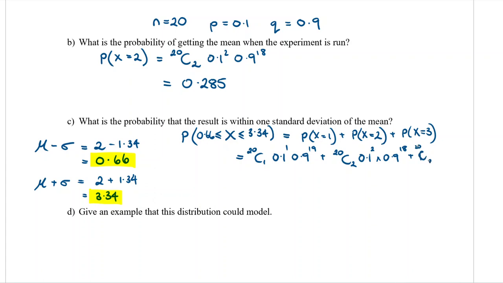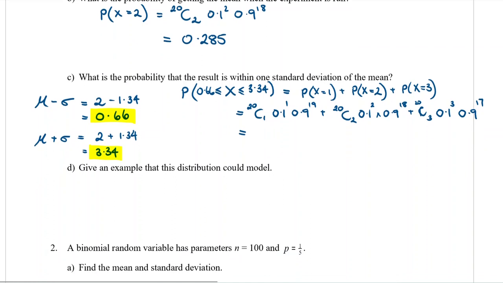C20, C3 for 3 successes, 0.1 to the power of 3 and 0.9 to the power of 17. What do you get if you type that in? A large number. I'll tell you what I got and see if you can get the same thing. 0.745. It's not a large number because it's a probability, so it'll always be between 0 and 1.